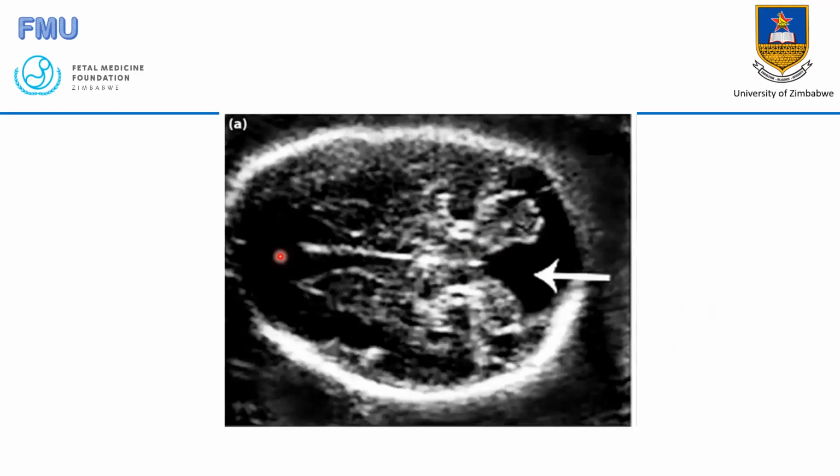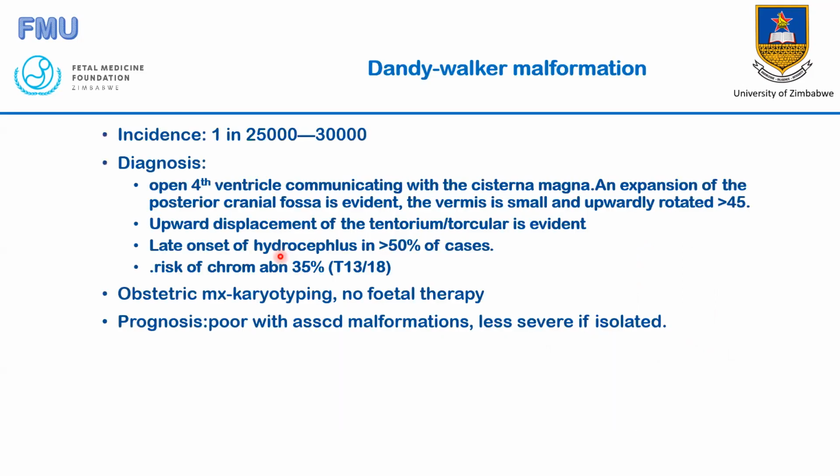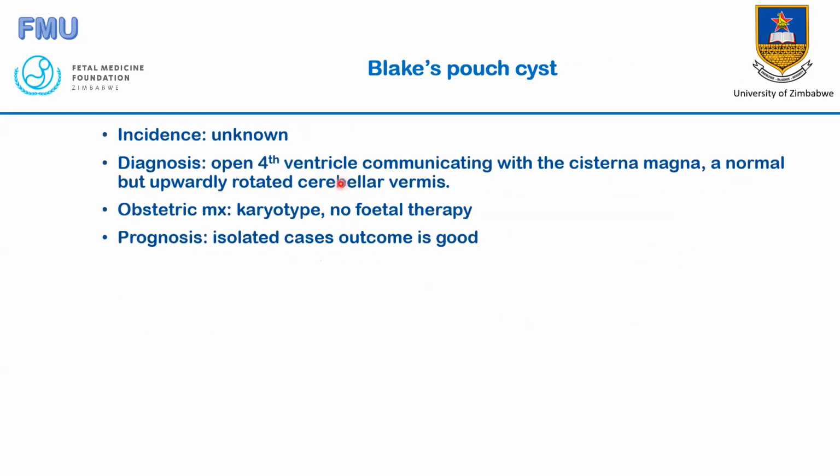So that's a Dandy-Walker malformation. Within a Dandy-Walker malformation, there is something else called Blake's pouch cyst, which is more like a variant of normal. So the incidence is not known for a Blake's pouch cyst, but this is an open fourth ventricle communicating with the cisterna magna and a normal but upwardly rotated cerebellar vermis. So that's the difference between a Blake's pouch cyst and Dandy-Walker malformation.